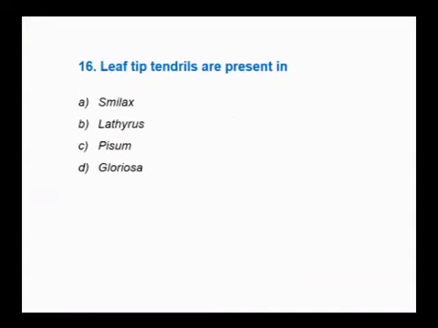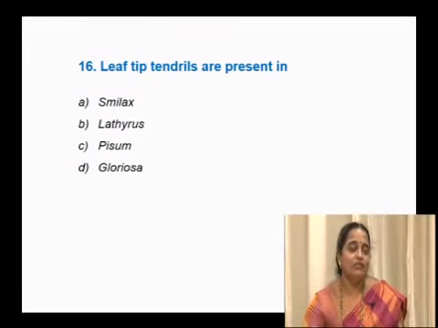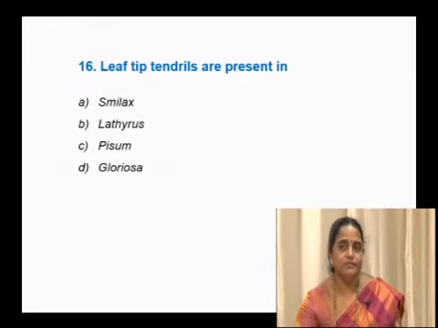The leaf tip tendrils are present in Pisum, the leaf is modified into tendril, but in Gloriosa superba, the leaf tip is modified as tendrils for mechanical support.